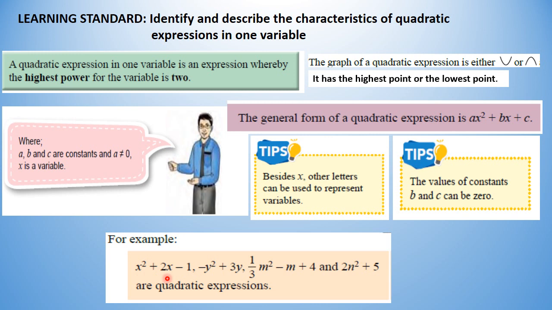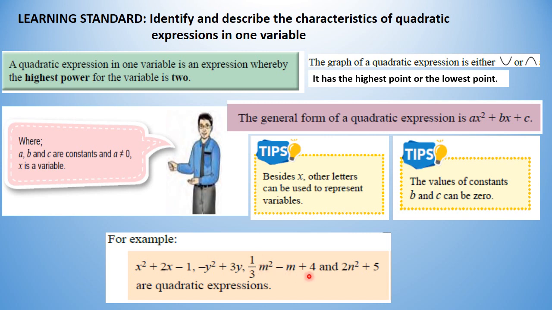For example, x squared plus 2x minus 1. So a here, 1x squared, a is 1. Okay, x squared plus 2x, so b is 2, and then negative 1 is c, okay? Second, negative y squared plus 3y. Okay, here, a should be negative 1, and then b should be 3.